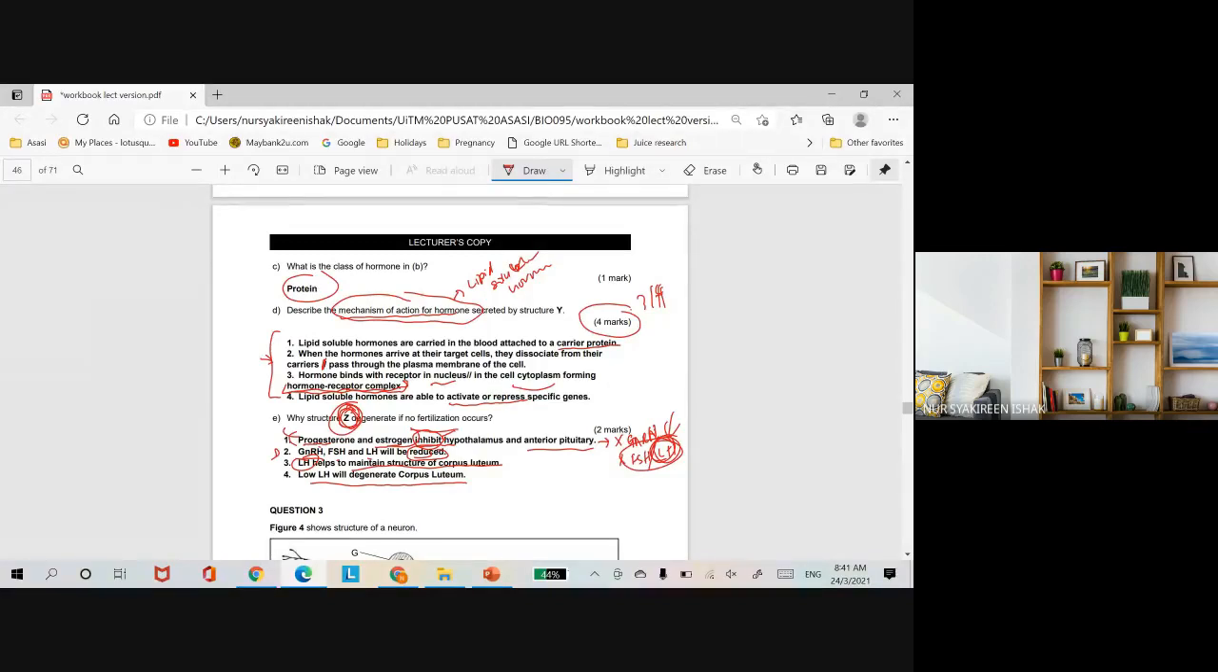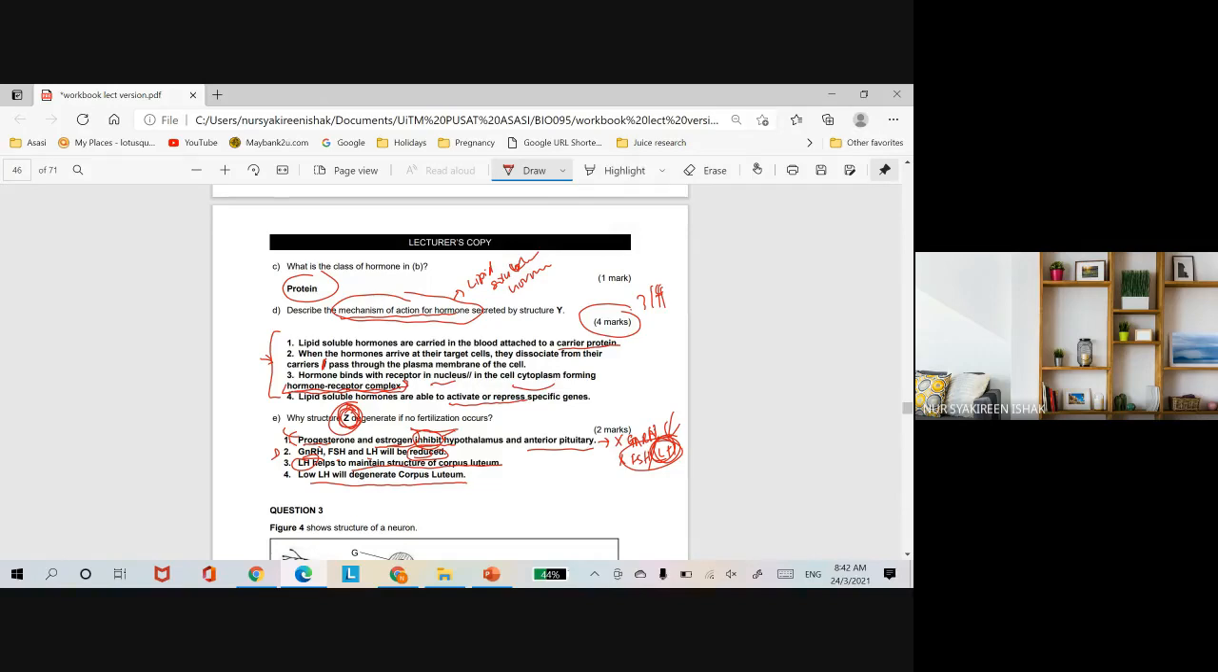LH peak sebelum ovulation sebab LH is a hormone that causes the follicle to rupture and releases secondary oocyte. Faham? LH will peak just before ovulation. As a secondary oocyte is released and enters into the fallopian tube to be fertilized by sperm, the ruptured follicle will develop into corpus luteum. Corpus luteum is the gland that secretes estrogen and progesterone.